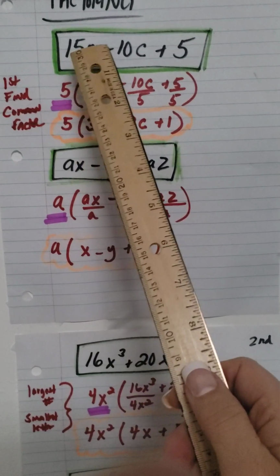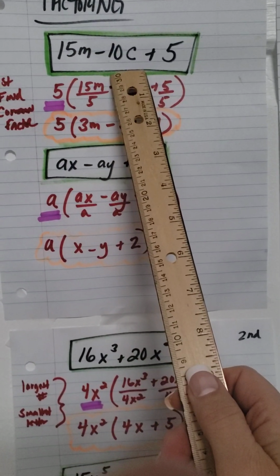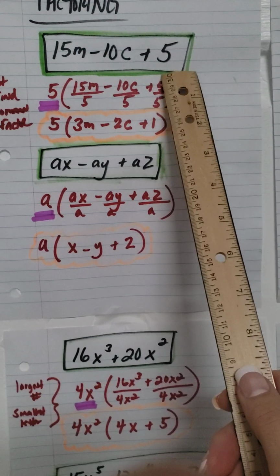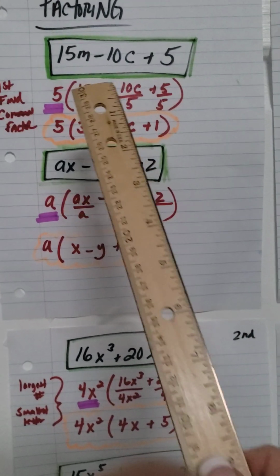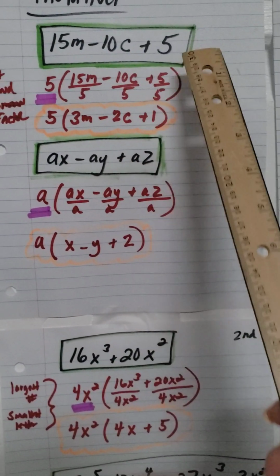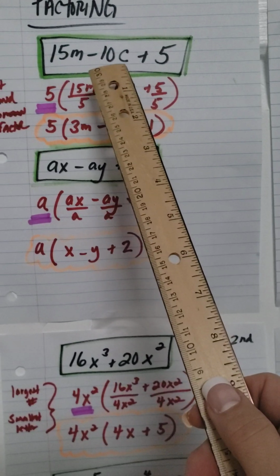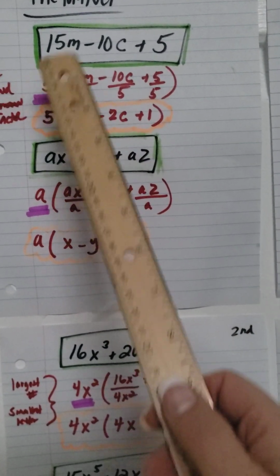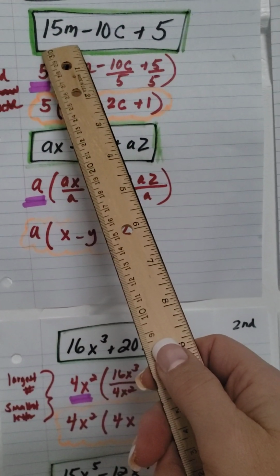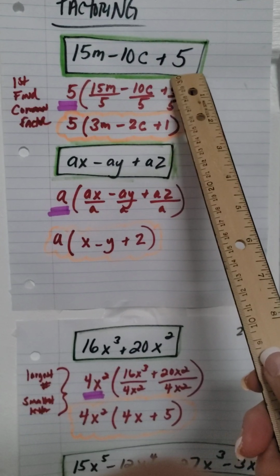Well, right now, these are terms. So 15m is the first term, minus 10c is the second term, and plus 5 is the third term. What you're asking yourself is, is there one number that goes into all three of those terms? Well, yeah, I can divide all of them by 5, right? 5 will go into 15, 5 will go into negative 10, 5 goes into itself.